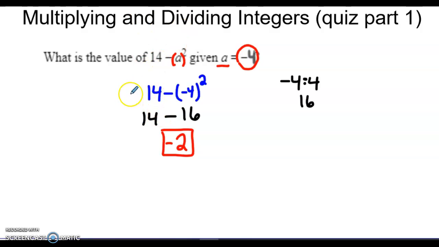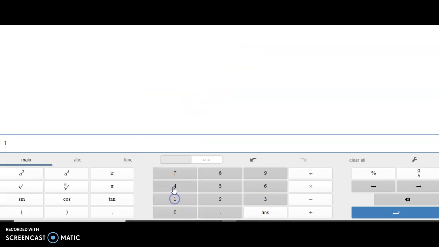I really want you to be comfortable using a calculator as well. You can take this whole piece right here and plug it into the calculator exactly how it looks. So let me show you that. I have opened Desmos, and I'm going to do 14 minus, and then use my parentheses, -4, close parentheses, and square it. And it tells you it's -2. So make sure you can use your technology, all right?